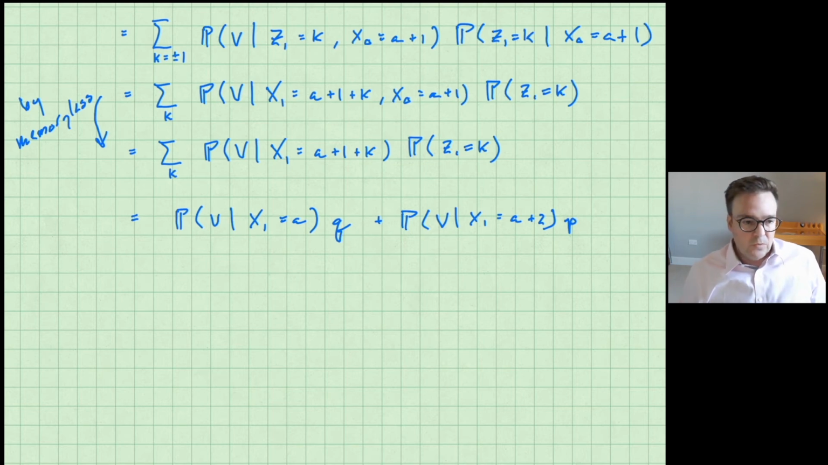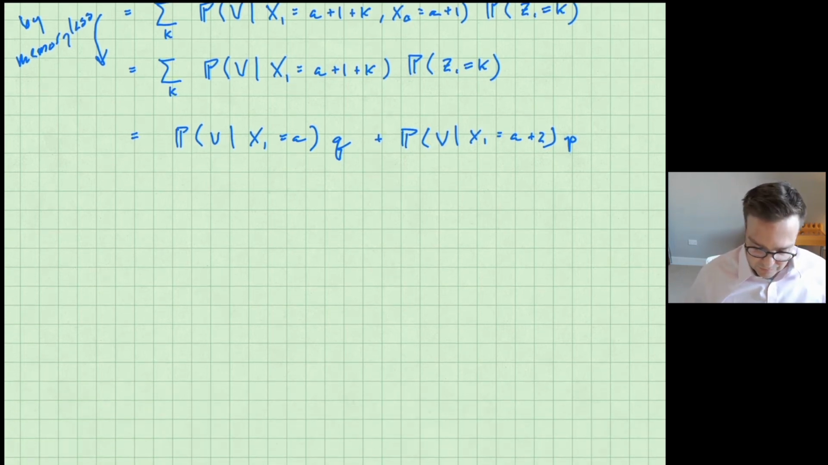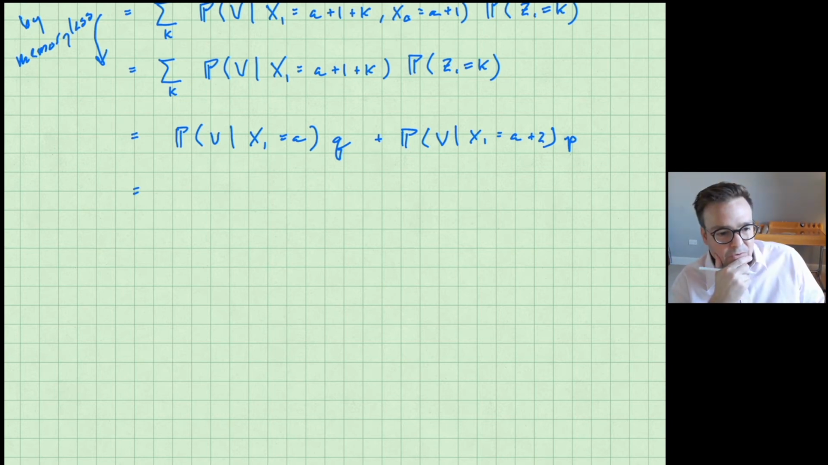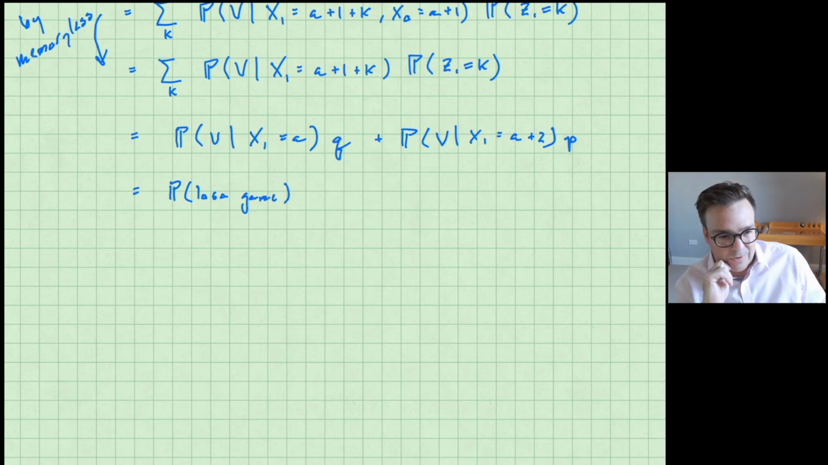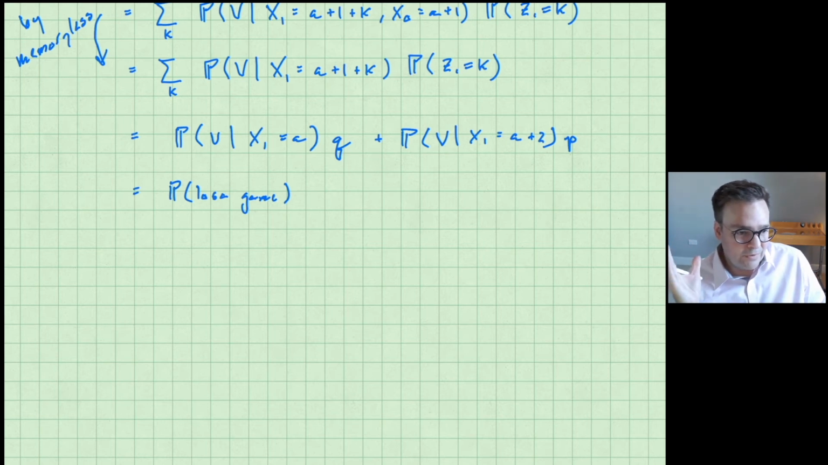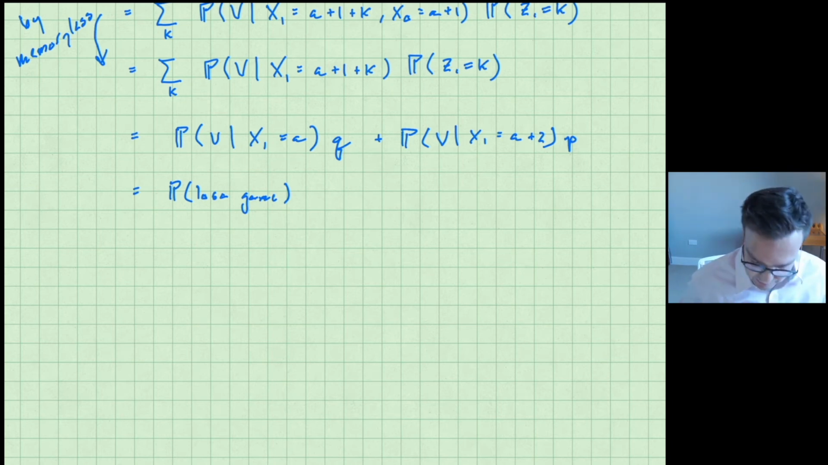So you can put this into words and see what this says. The first term there, the q, is the probability of losing a game. So let's write that out. Probability of losing a game times this other thing, which is the probability of victory or winning the match when you started with an initial value of capital of not a, but a minus 1, if by initial here we mean at time 1. So this is the probability of winning the match.